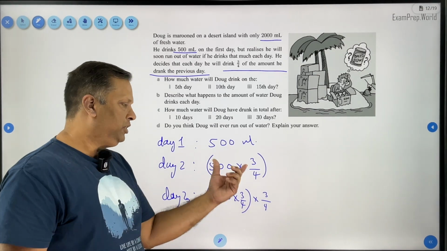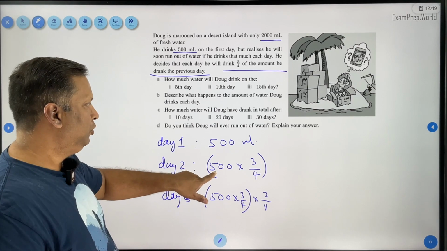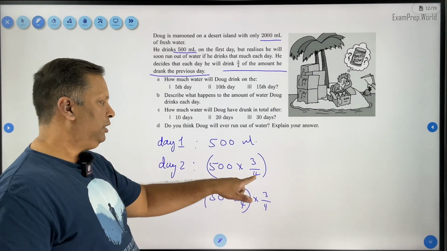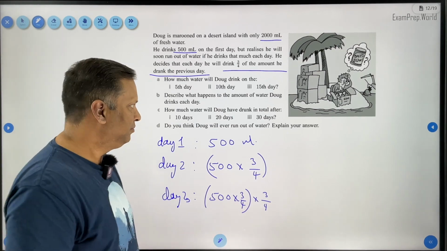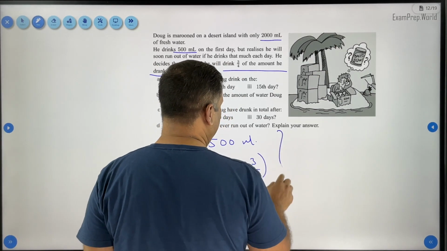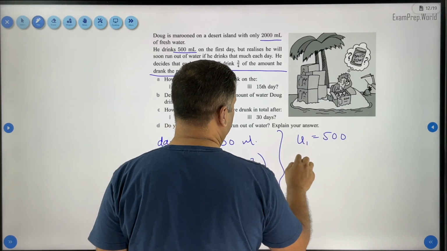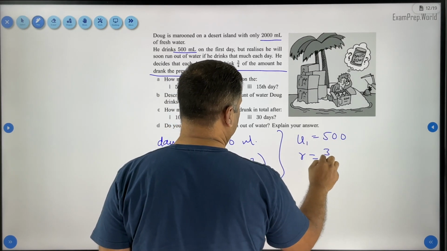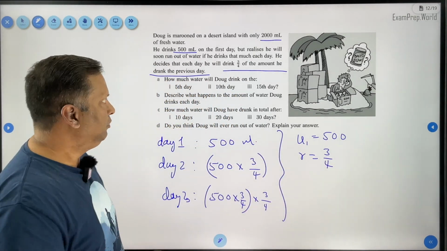Now, do you see some sequences forming up? What is U1? U1 is 500. U2 is 500 times 3/4. And what is the common ratio? 3/4. Okay. So we identified that U1 was 500 and r is 3/4, and it is forming a geometric sequence. Okay, that much we have done.